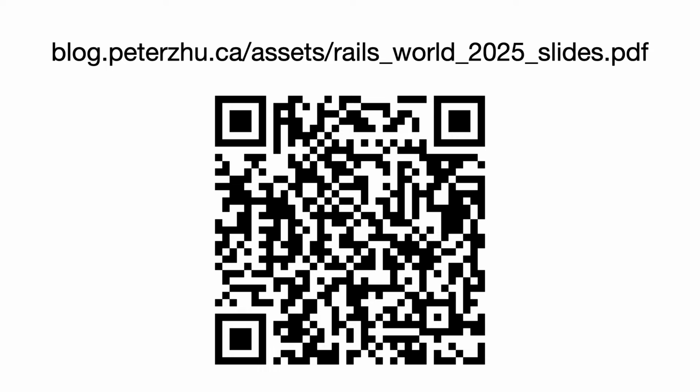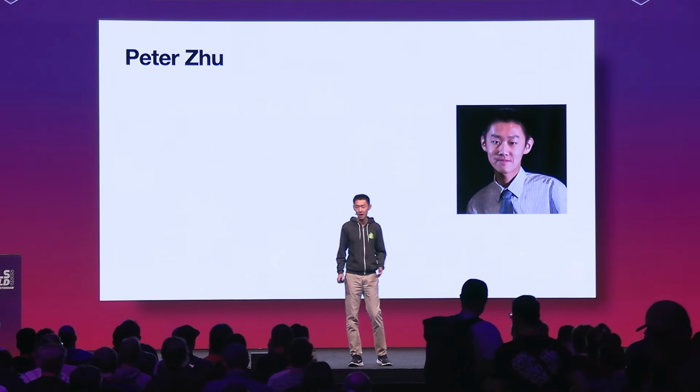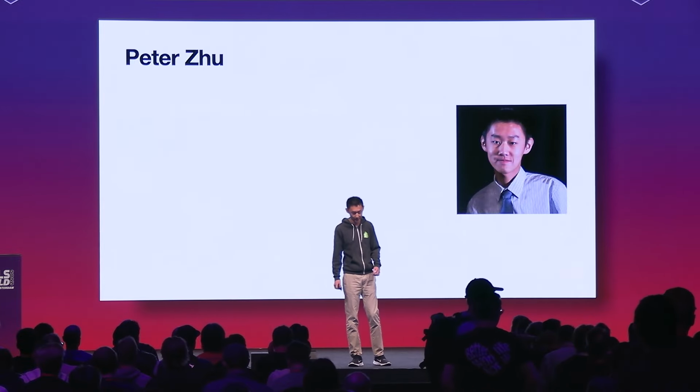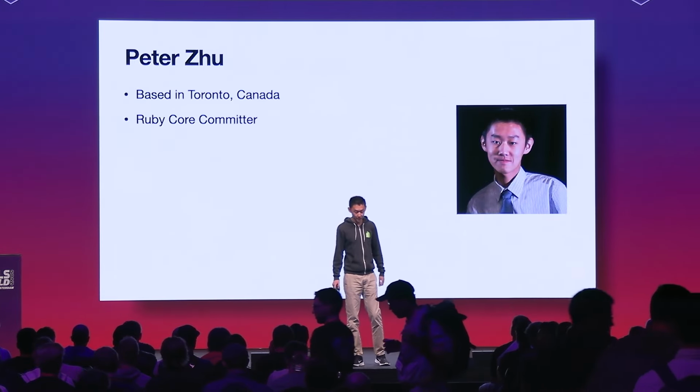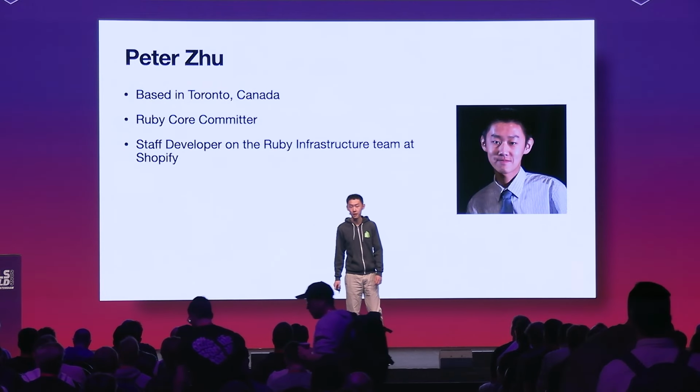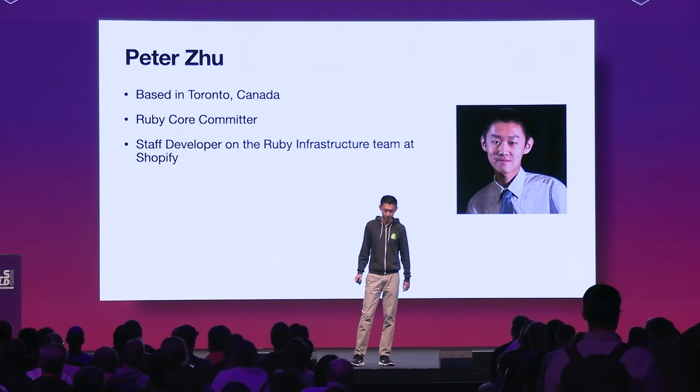So first, I'll talk a little bit about me. That's what I look like on the internet. I'm currently based in Toronto, Canada. I'm on the Ruby core team, and I'm a staff developer at Shopify on the Ruby infrastructure team, where I work on performance and memory management in Ruby.